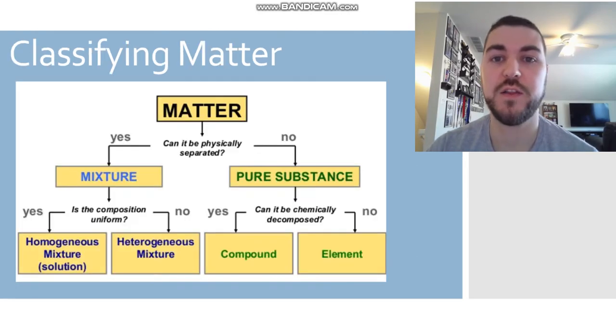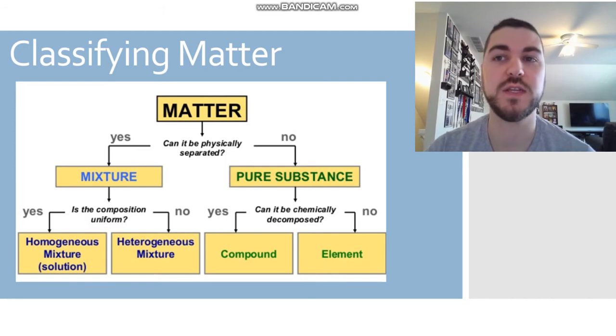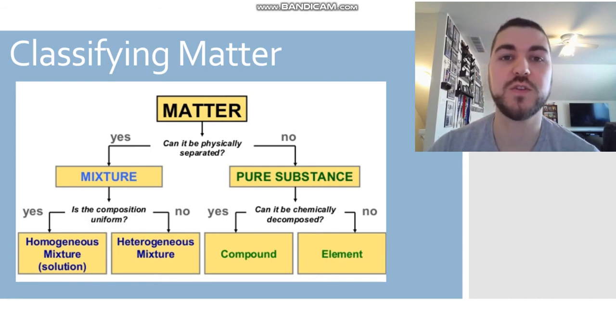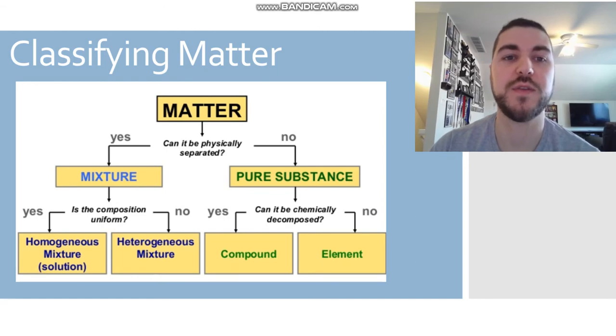Now let's talk a little bit about how you can classify a sample of matter. And this is something you'll see in a lot of textbooks. It's a flow chart. So at the top of this flow chart we have matter. And then we're asked a simple question. Can it be physically separated? So let's talk about what that means.